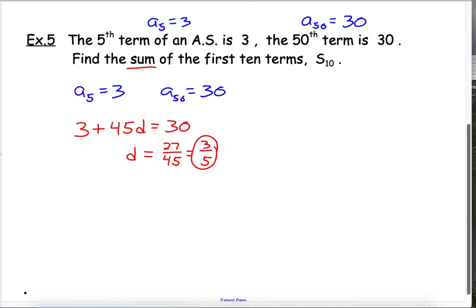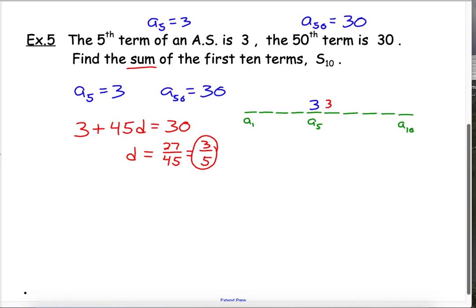Well, I know the fifth term. Now, let me give you a visual here. First, second, third, fourth, fifth, sixth, 7, 8, 9, 10. So here's your first term. Here's your fifth term. And here's your 10th term. Now I know the fifth term already. They gave that to me. That was 3.